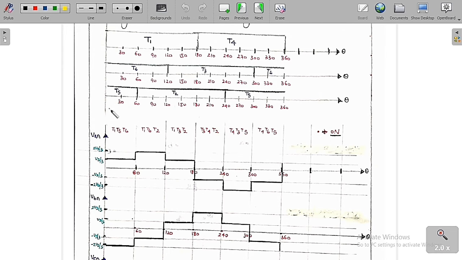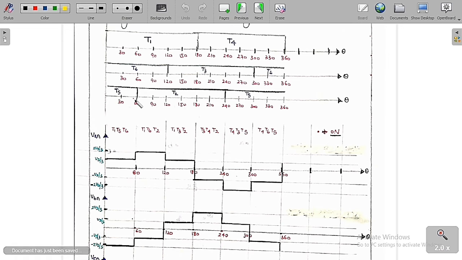Now I am going to look at every 60 degrees, and see how many thyristors are going to be connected and what the range is. You can see clearly that for 0 to 60, T1, T5 and T6 are connecting.